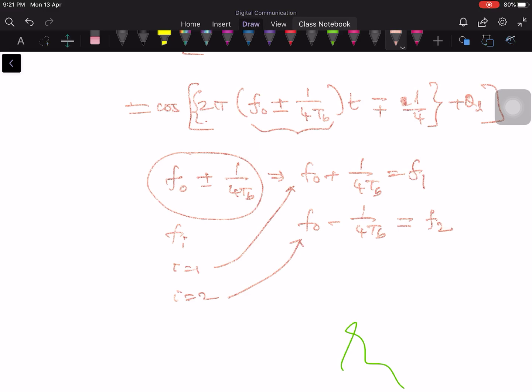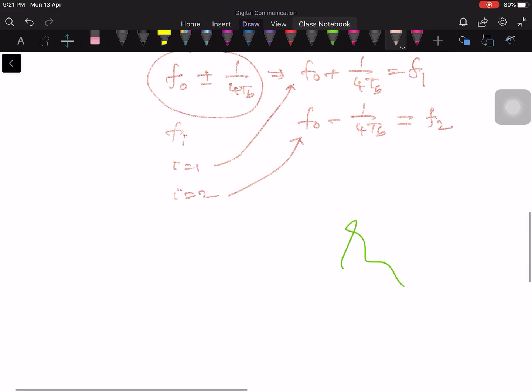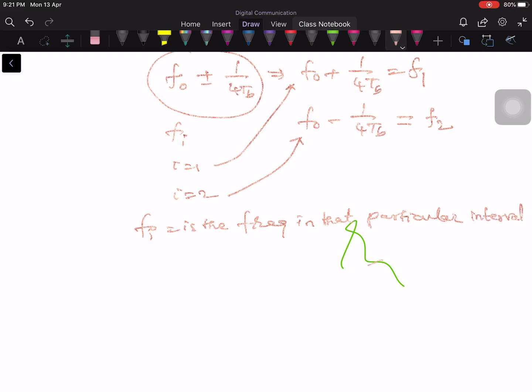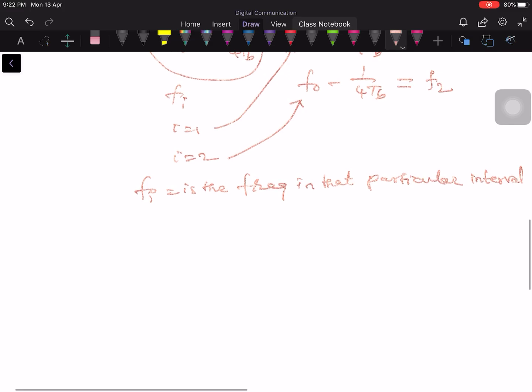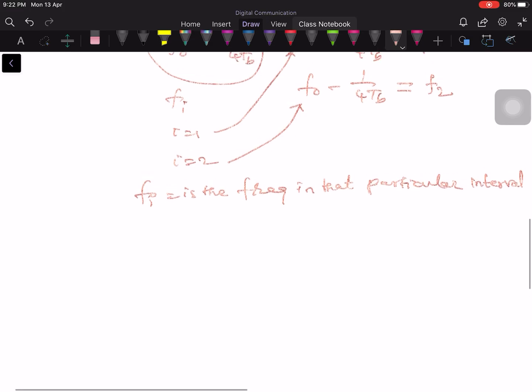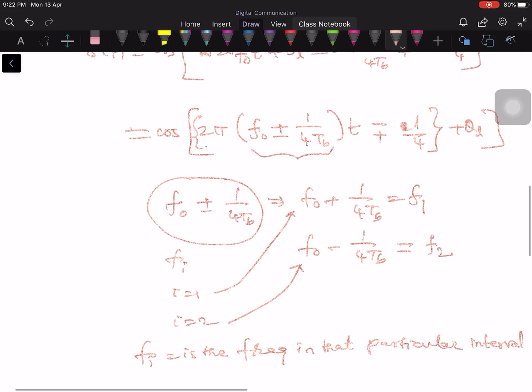So this fi is the frequency in that particular interval. Now look at this expression, this one, and this is my s of t.